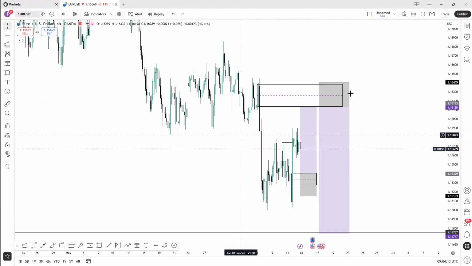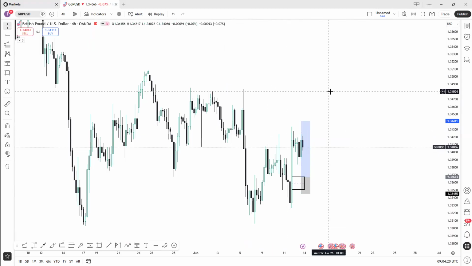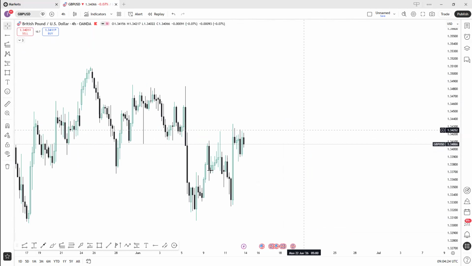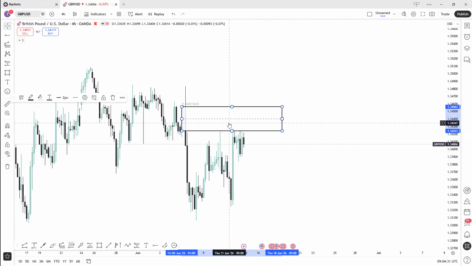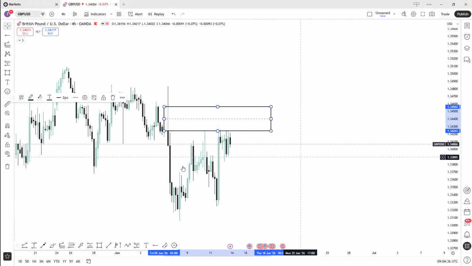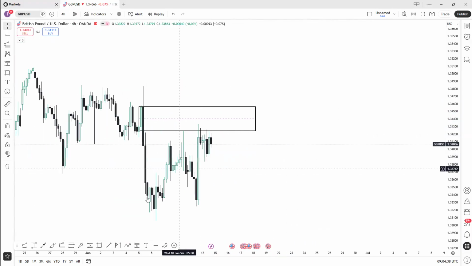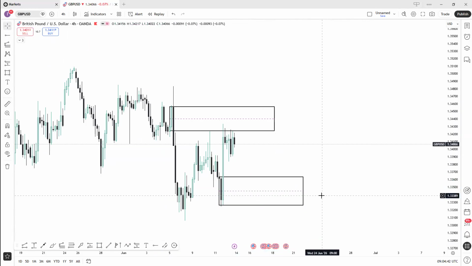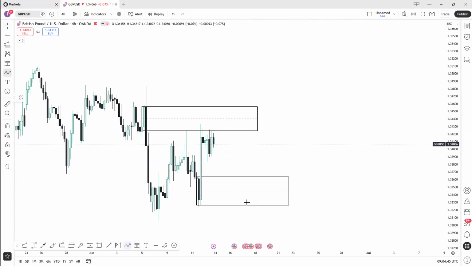Another pair, you can see GBPUSD. On GBPUSD, you also have this market structure. You can see here above, we have this for our supply is already mitigated, but it's not powerful supply. Also below here, I have an unmitigated demand. So expect the price may react from this supply to this area, and then later we'll find buys.